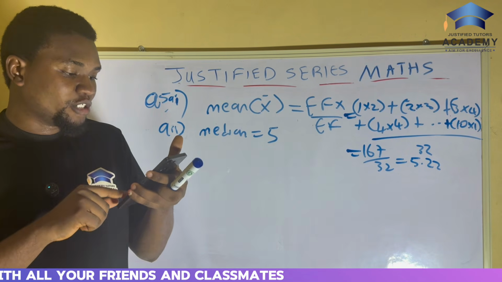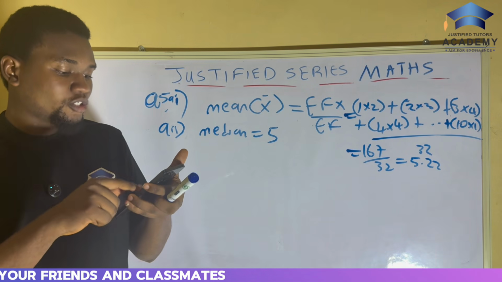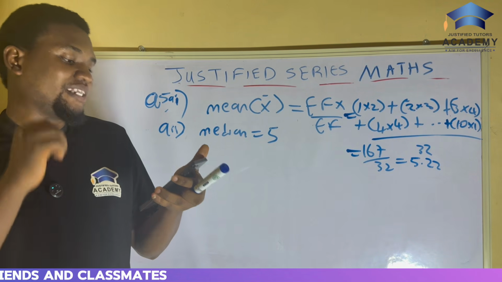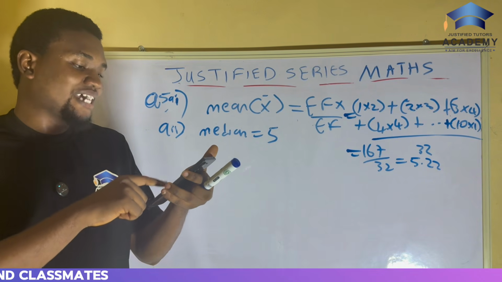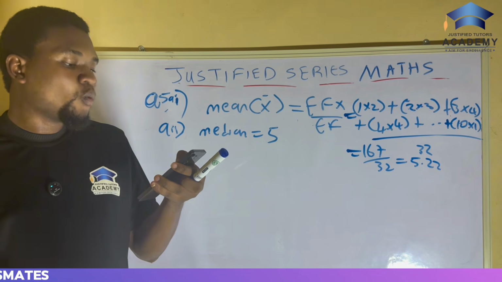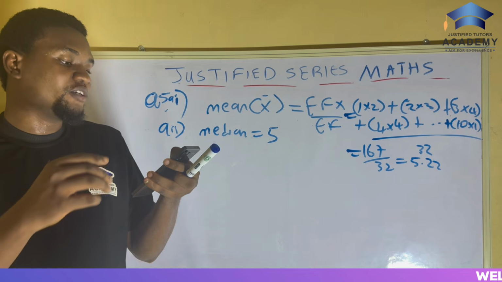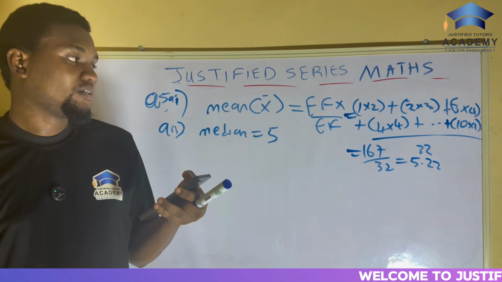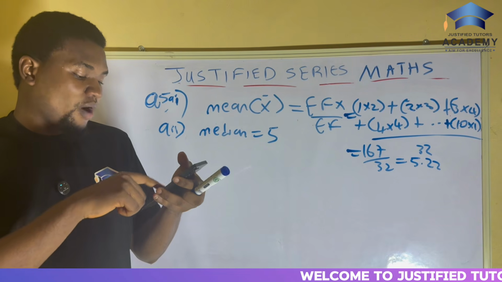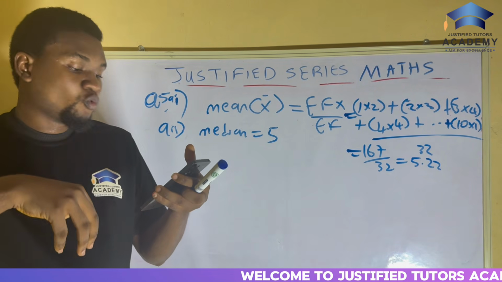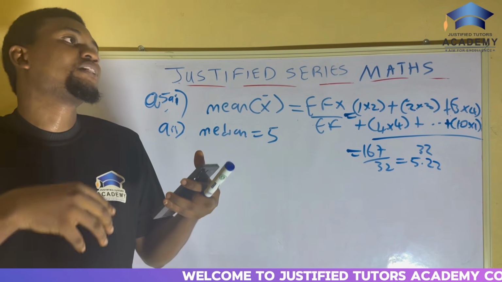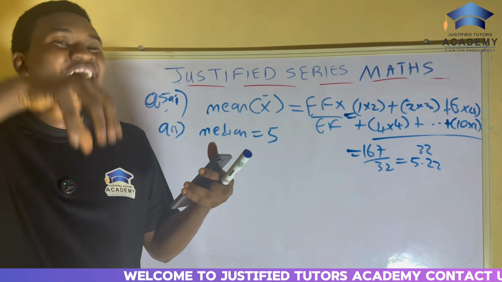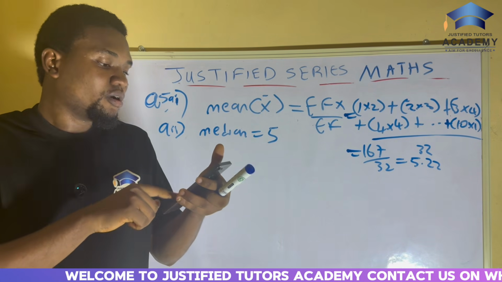Now, the next question. Find the mode of the marks. So, what is the mode of the marks? Now, the mode is the most people with the highest frequency. Look at this table. Which of the following marks scored has the highest number of students? Most people with the highest frequency. That is the mark with the highest number of students.